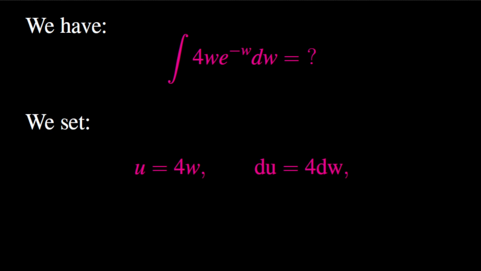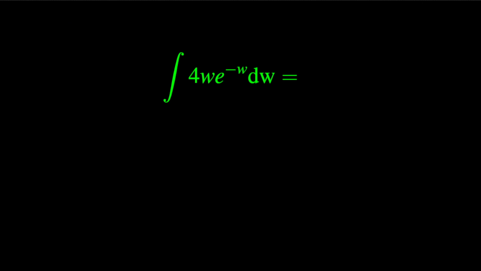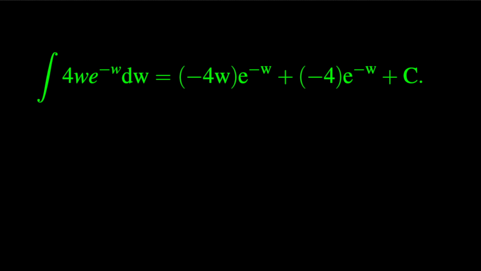Consequently, we set u equal to 4w, so du equals 4 dw, and dv equals exponential of minus w dw, and v equals minus 1 times exponential of minus w. Finally, the integral of 4w times exponential of minus w dw is equal to minus 4w times exponential of minus w, plus minus 4 times exponential of minus w, plus a constant c.